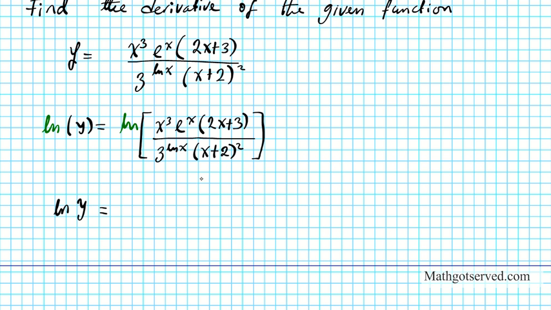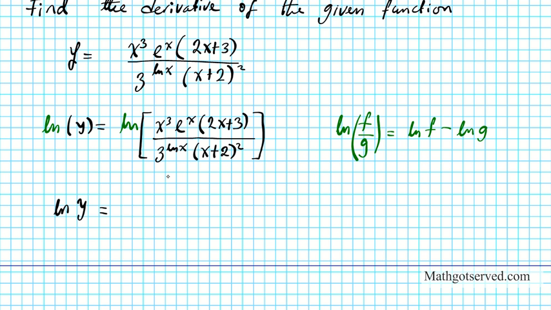Now, to simplify the right side, I'm going to first take a look at, use the product property, actually the quotient property of a logarithmic function. Okay, I'm going to use the quotient property first, and then I'll use the product property. So what is the quotient property? If you have the natural logarithm of f over g, it is the same thing as taking the natural logarithm of f minus the natural logarithm of g. Okay? So it's basically the same thing.